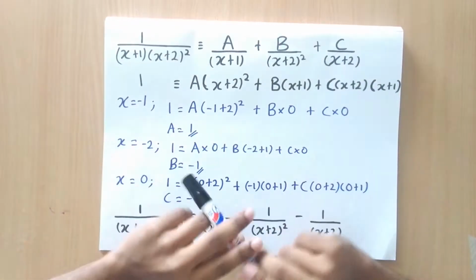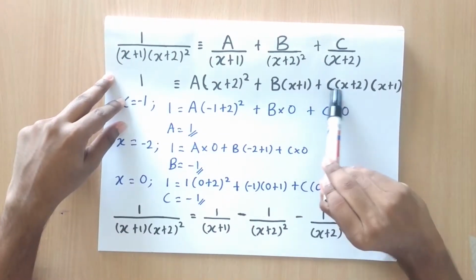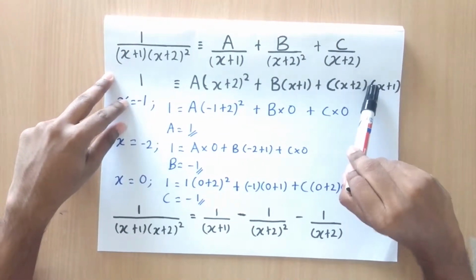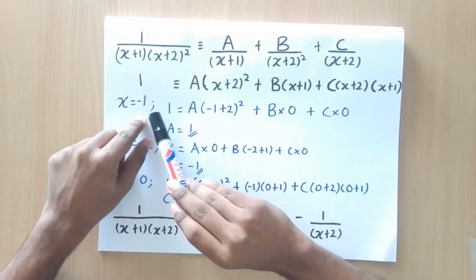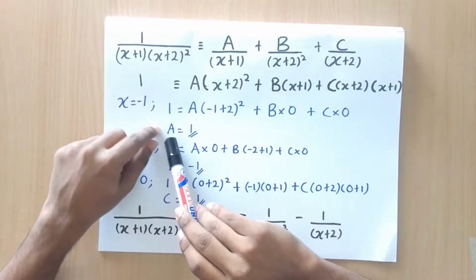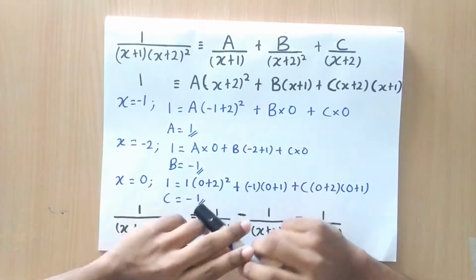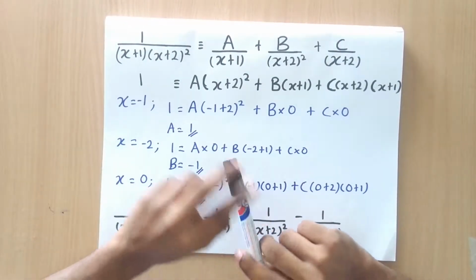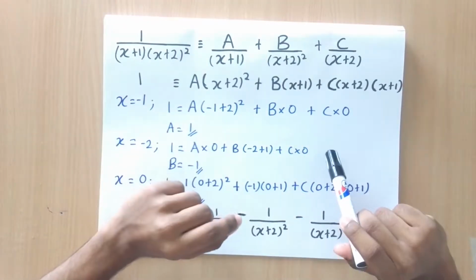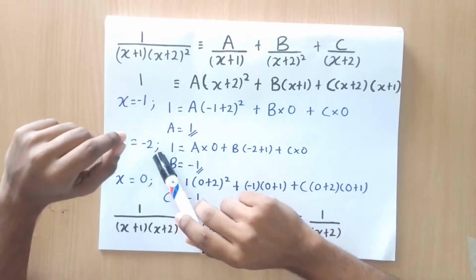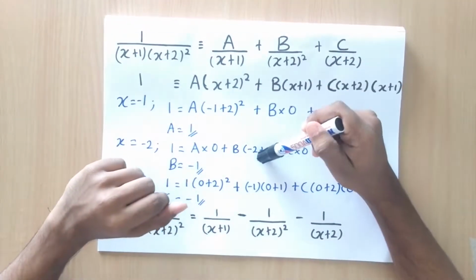Then we substitute x equals minus 1 to make this term and this term 0. So then we can find a. So when we substitute x equals minus 1, we get a equals 1. Then we substitute x equals minus 2 to make this term and this term 0. So when we substitute x equals minus 2, we get b equals minus 1.